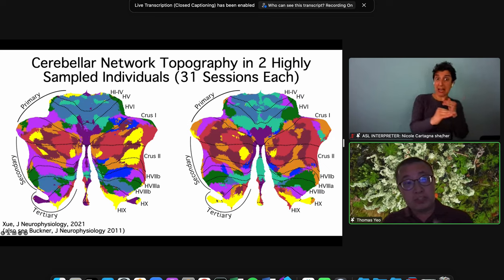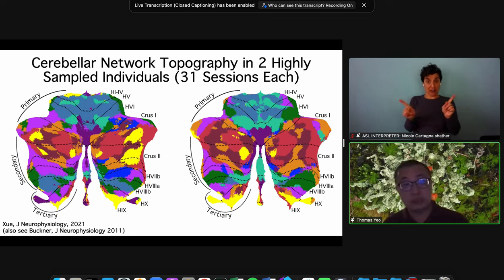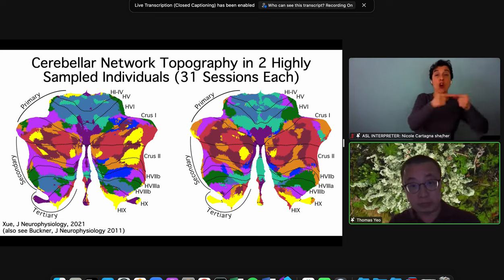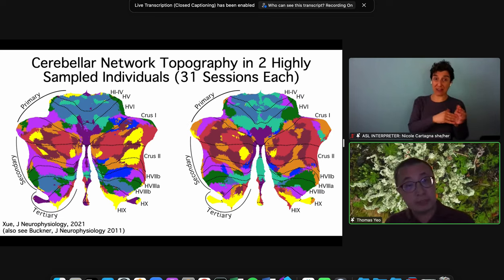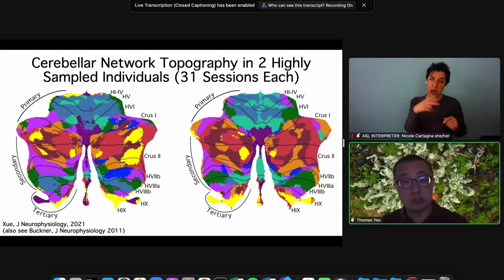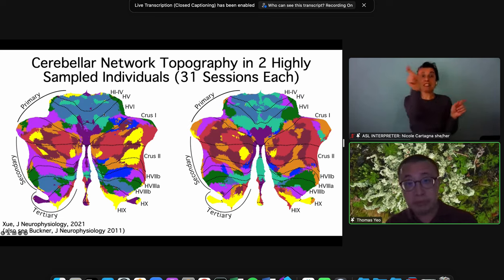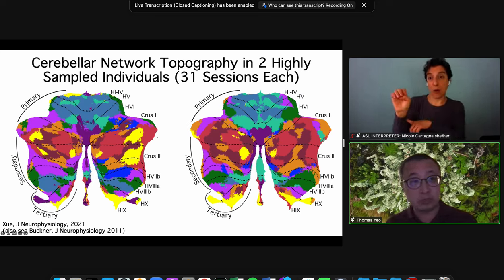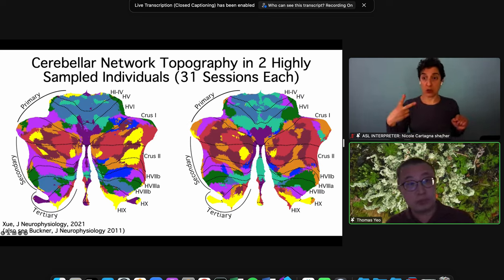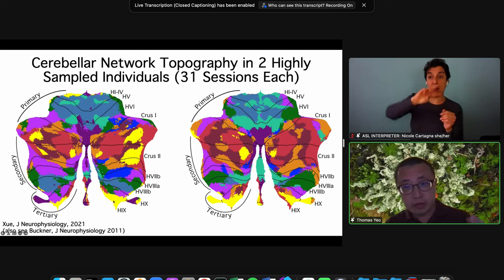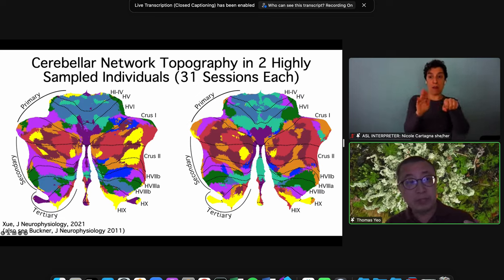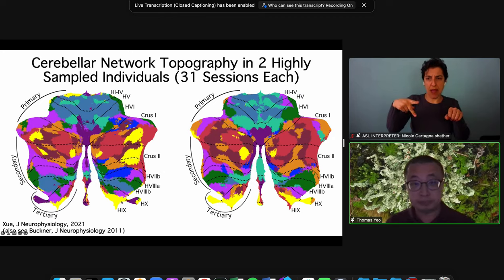Our previous 2011 study found that at a group level, when we average across 1,000 subjects, there are perhaps three homotopic maps of the cerebral cortex and cerebellum. At the individual level, we find that this is also the case. Here is the primary map in the anterior lobe, ending around crus 1 and crus 2. The network order then reverses in the secondary map in the posterior lobe. And there is perhaps a tertiary map in the most posterior end of the cerebellum.